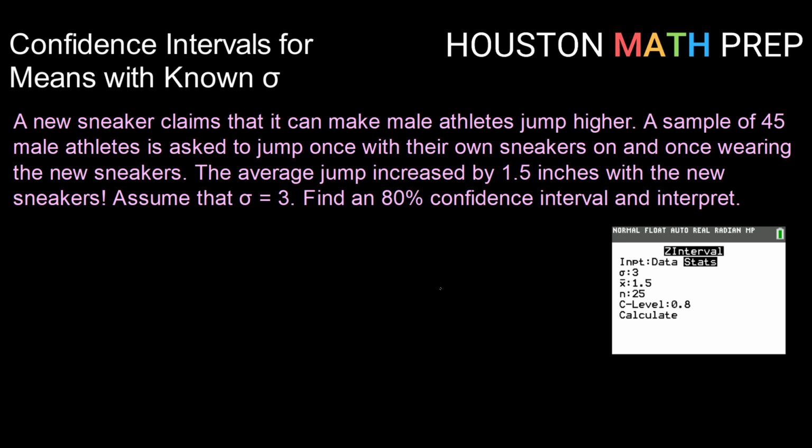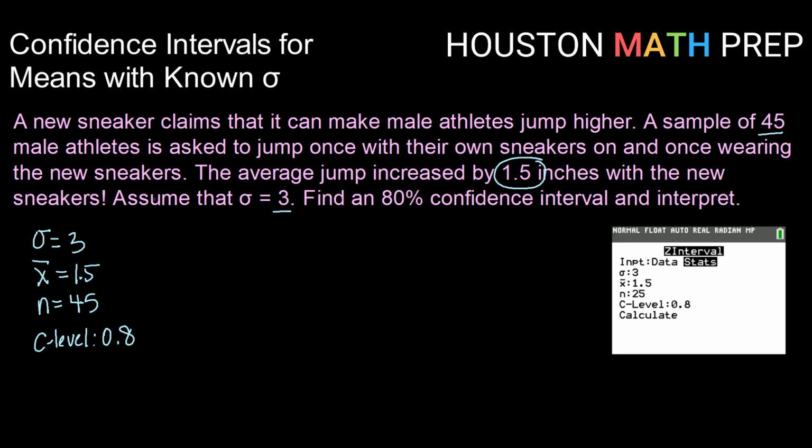So I'm going to again use that Z-interval function under the Stat menu, and I'm going to gather my values. I need my sigma, that's stated to be 3. I need my x bar, that is stated to be an increase of 1.5 inches. I need the number in my sample. There were 45 athletes asked to perform this test. And then I need my confidence level. In this case, 80% translates to 0.8.